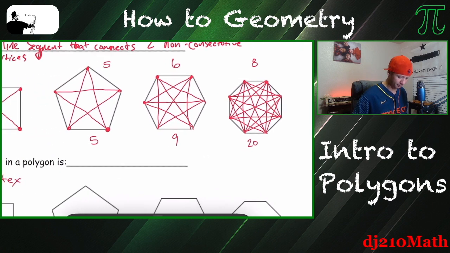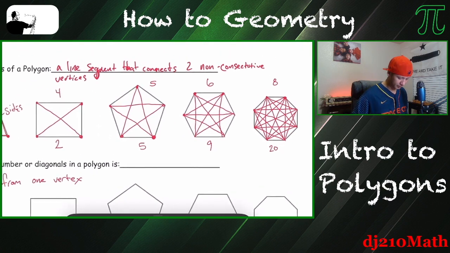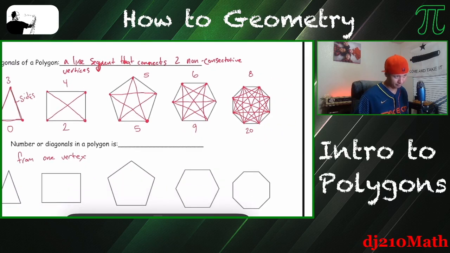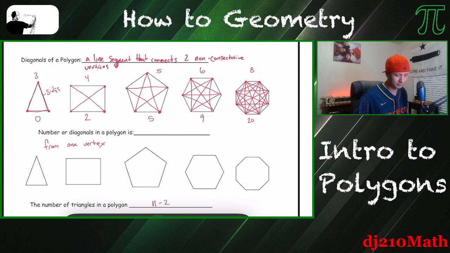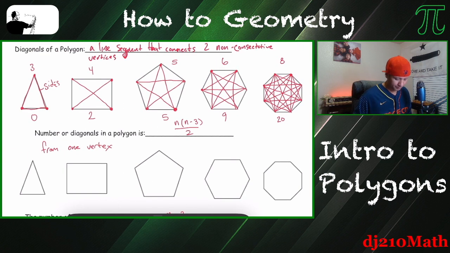There's a formula to figure this out, right? Because if we wanted a higher-sided polygon, it's going to take forever to draw these out. There's a nice formula. I guess you could pause and try to figure out that pattern, but that's what it is, right? It's n times n minus 3, divided by 2.